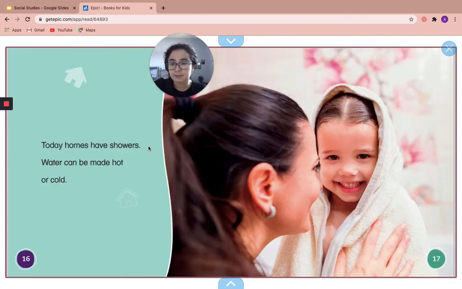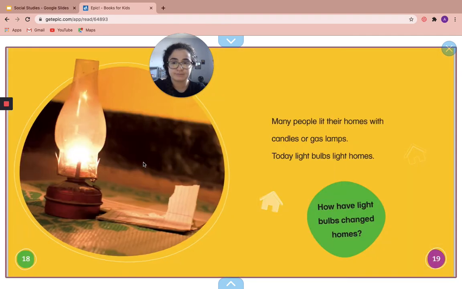Today, homes have showers. Water can be made hot or cold. Many people lit their homes with candles or gas lamps. Today, light bulbs light homes. How have light bulbs changed homes? I think that light bulbs have changed homes because instead of having to use a candle, they don't need to worry about maybe the fire going out, and then they wouldn't be able to see, and it also could be a little bit chilly in the house if they use the fire from the candle as warmth or heat.